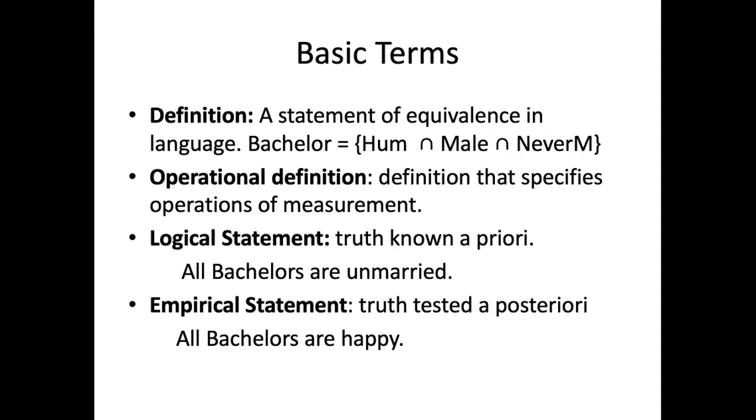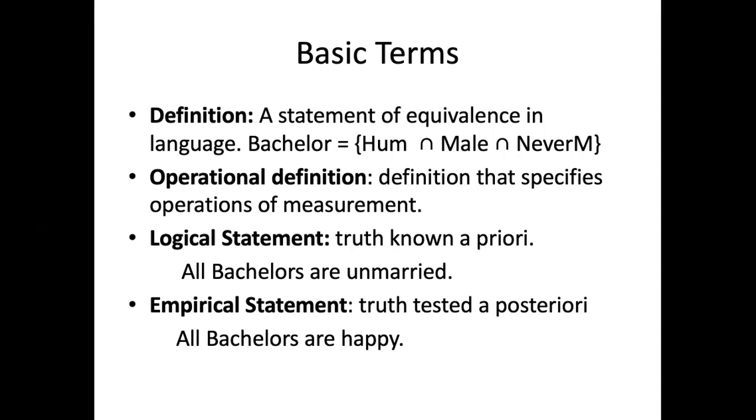Now, a logical statement is a statement whose truth in principle is known a priori. So a logical statement could be a priori true or a priori false. For example, all bachelors are unmarried is a priori true. Because if you're never married, it means you weren't married before and you're not married now, so you're unmarried. So all bachelors are unmarried is a priori true.